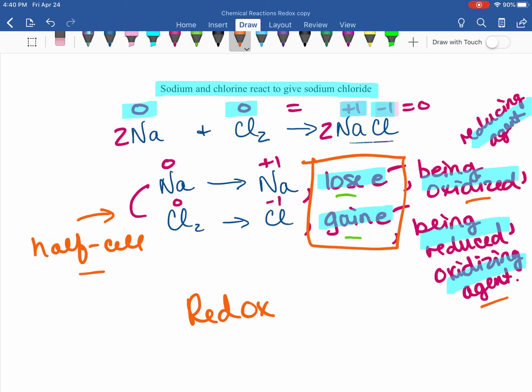So this is a redox reaction. And where does that term redox come from? Now you can see it. It comes from reductions and oxidations. That's where that term redox comes from. So I love it. All right, let's do another one of these.